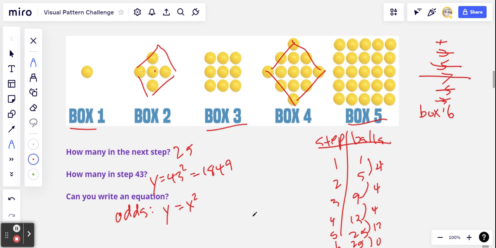How did that go for you? Did you get 25 for box 6? Did you see how weird the numbers looked? And did that give you any trouble?